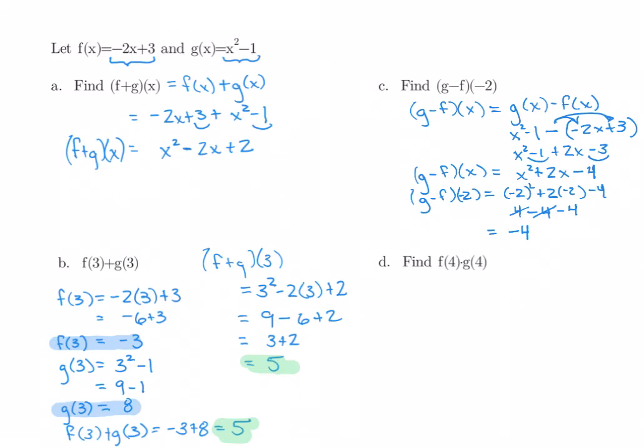Now for part D, as we have not talked about multiplying, these are considered binomials. I'm going to use my other method. I'm going to find f of 4 and g of 4 and then multiply the numbers. So if we find f of 4, we get negative 2 times 4 plus 3. This is negative 8 plus 3, or -5.